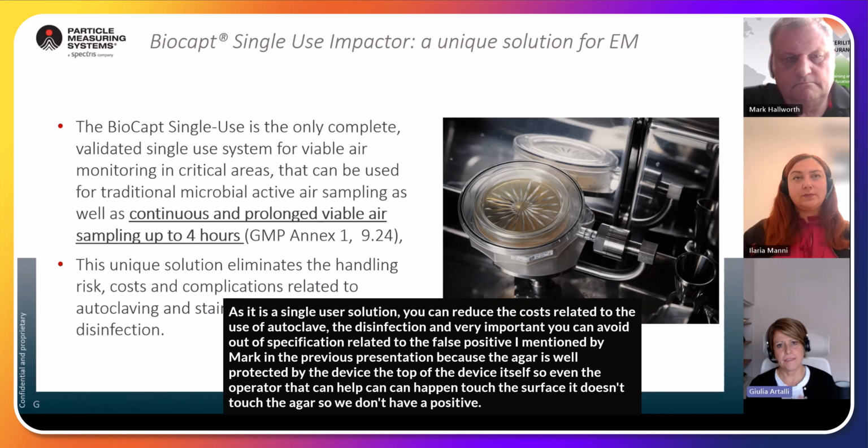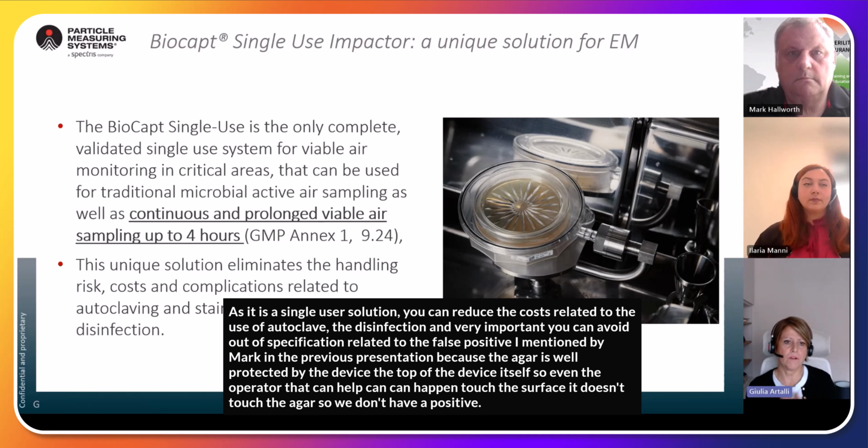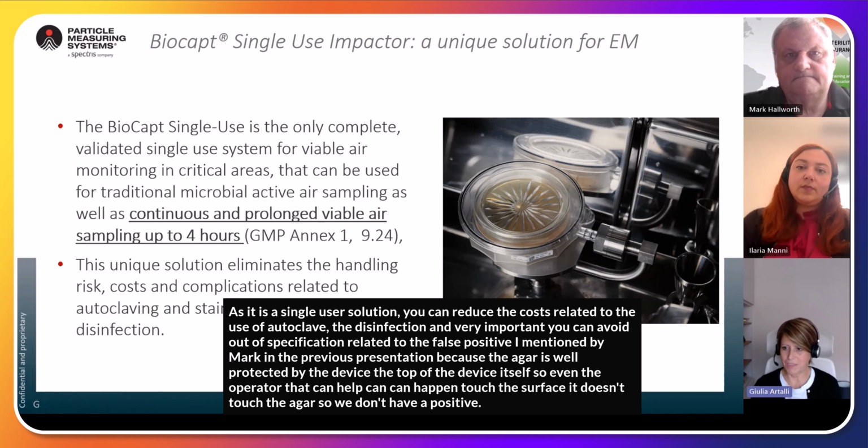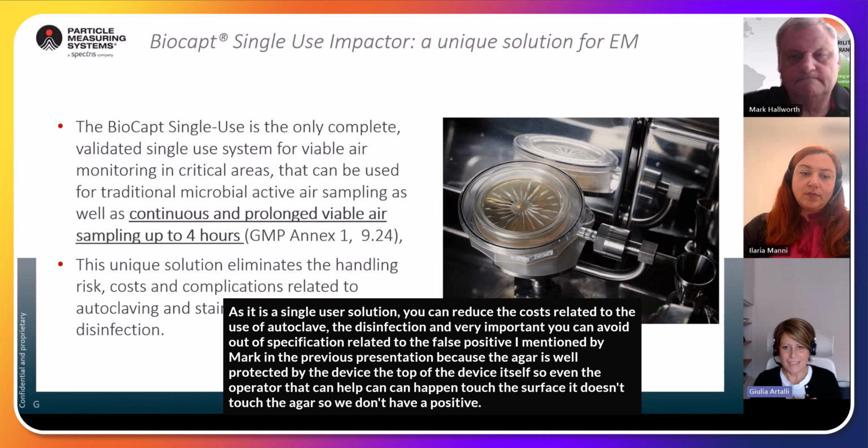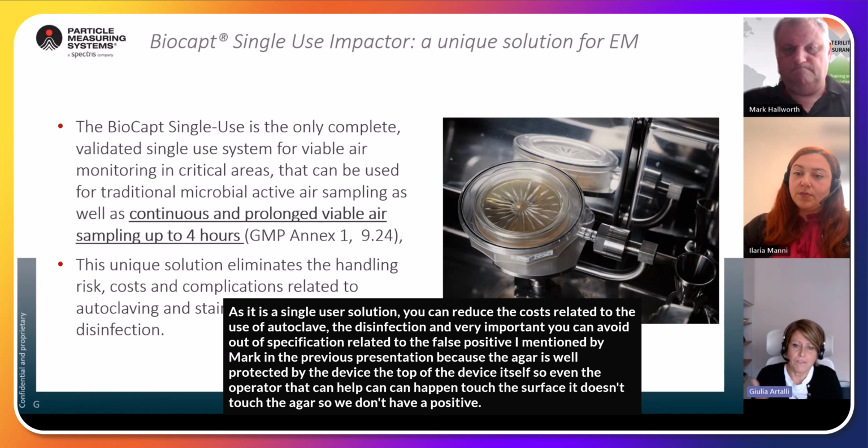And as it is a single-use solution, you can reduce the costs related to the use of autoclave and disinfection, and very important, you can avoid out of specification related to the false positive mentioned by Mark in the previous presentation, because the agar is well protected by the top of the device itself. So even if the operator happens to touch the surface, they don't touch the agar.